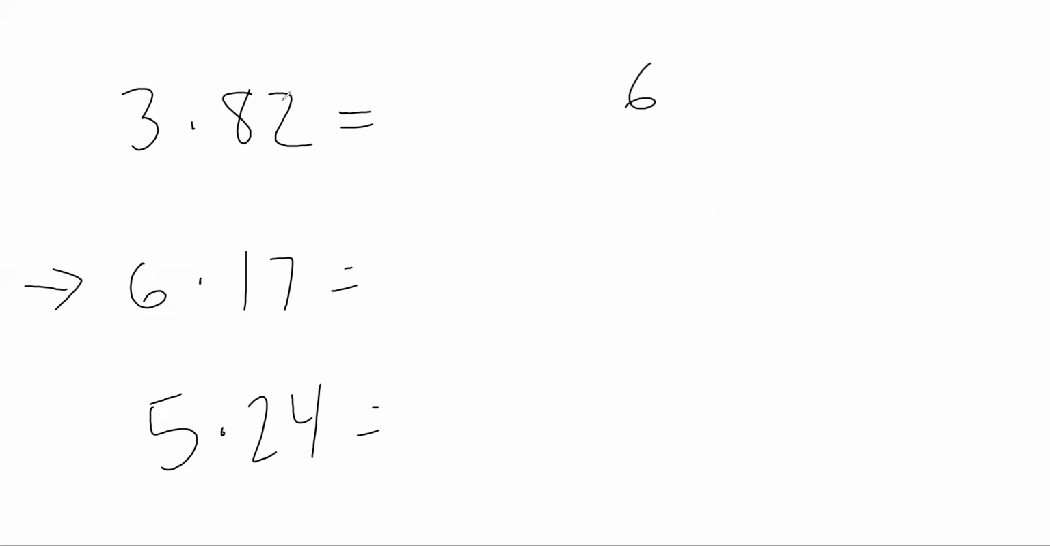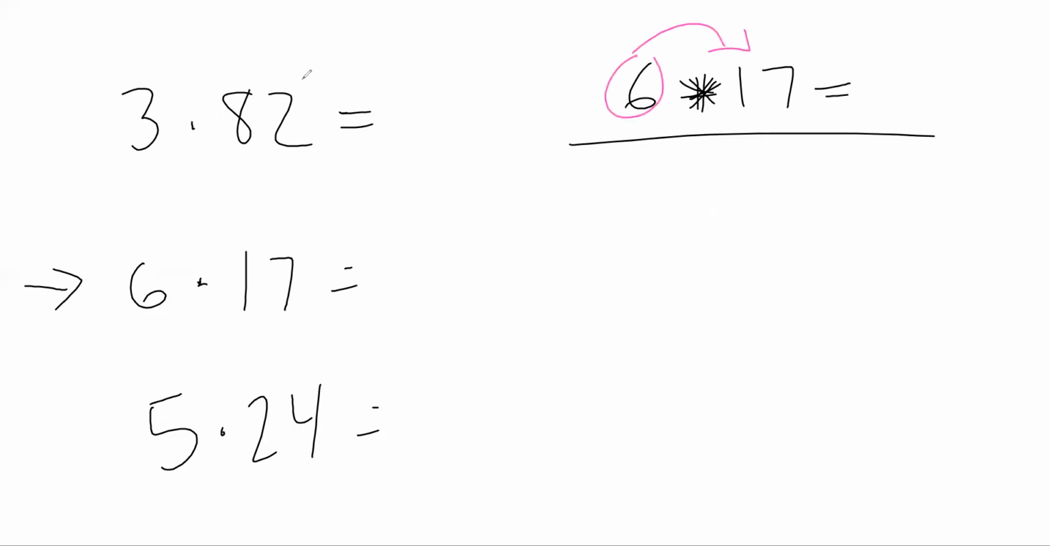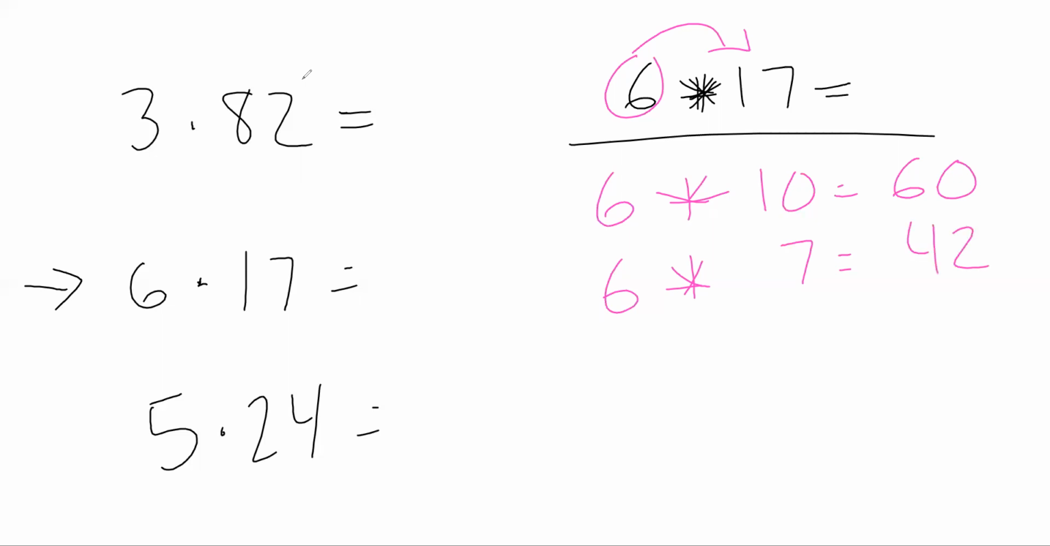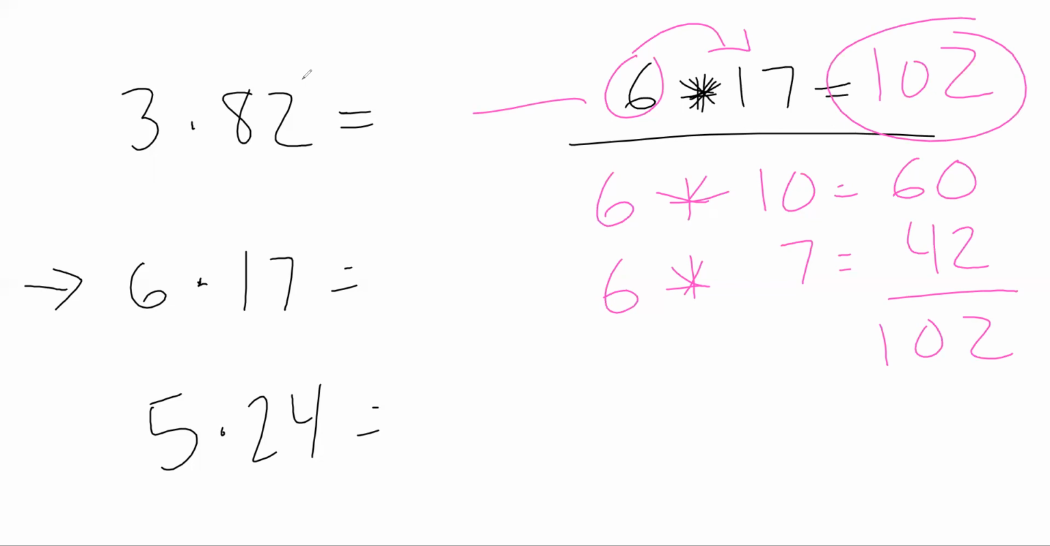So I'm going to rewrite it over here. Again, it doesn't matter what symbol I really use as long as they all mean multiplication. So I'm going to use the star this time. Draw the line and distribute out, right? 6 times the 1 in the tens place, which is a 10. And then 6 times 7, which is a 7 because it's in the ones place. So that gets me 60. And this gets me 42. My answer is 102, right? So try that out. Keep practicing.